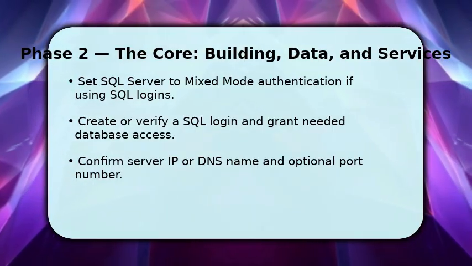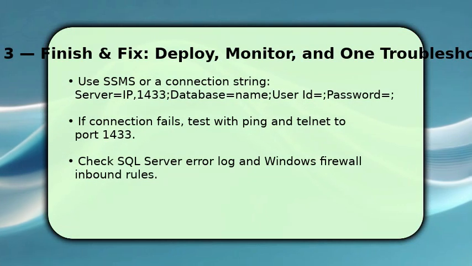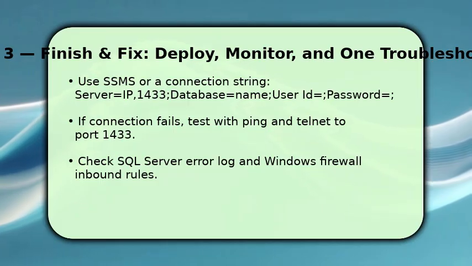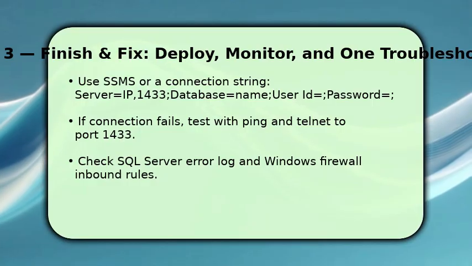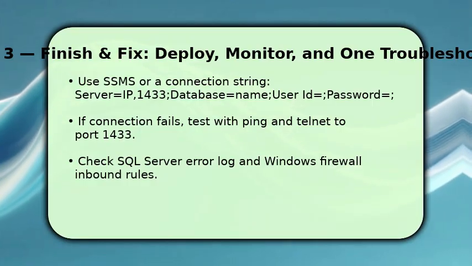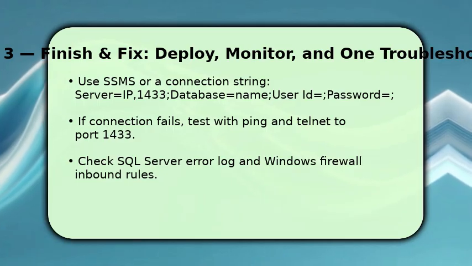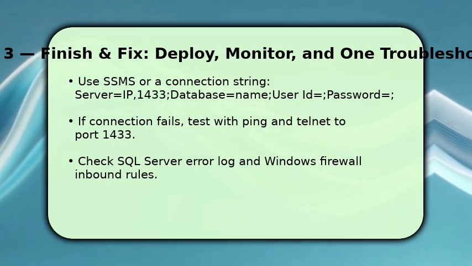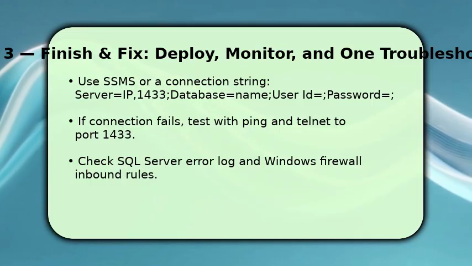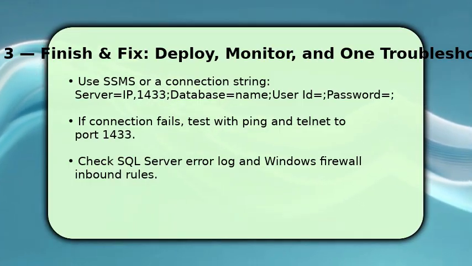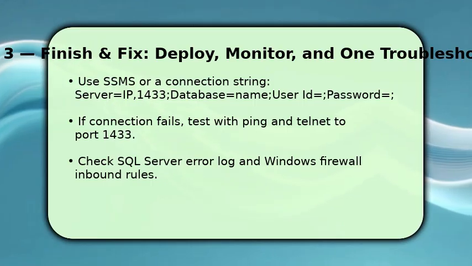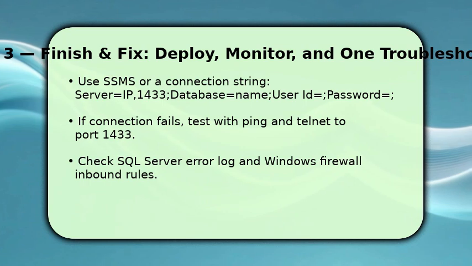To finish, connect from the remote PC using SSMS or your app with server equals IP port, database equals name, user ID equals, password equals. Choose the correct protocol, TCP, and set network library if required. If the connection fails, test basic network reachability with ping and verify port access using Telnet or Test-NetConnection. Make sure the SQL Browser service is running when using named instances.